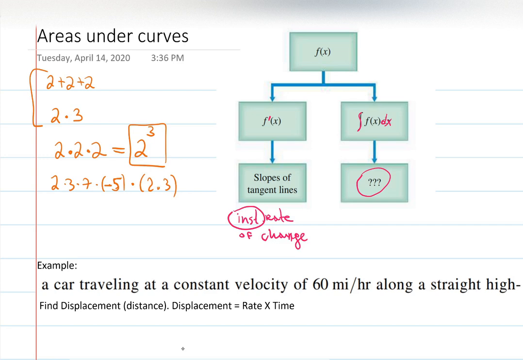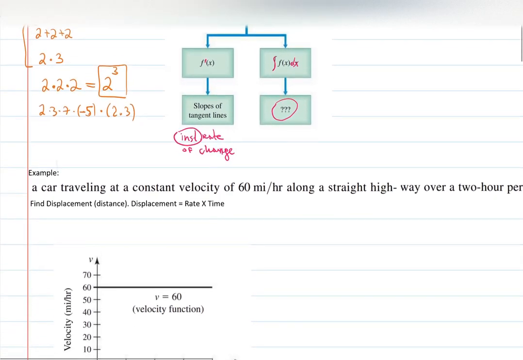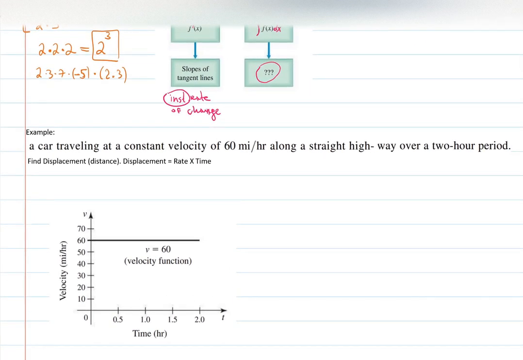And that's a mind-blowing idea, which I will try to show you right now through the example of a traveling car. Because people who travel a lot driving have this intuition of how distance and velocity correlate. So let's say there's a car traveling at a constant velocity of 60 miles per hour along a straight highway over a 2-hour period. Here's the graph. Constant speed, we call it velocity here, 60 miles per hour. And I know I was traveling for 2 hours.